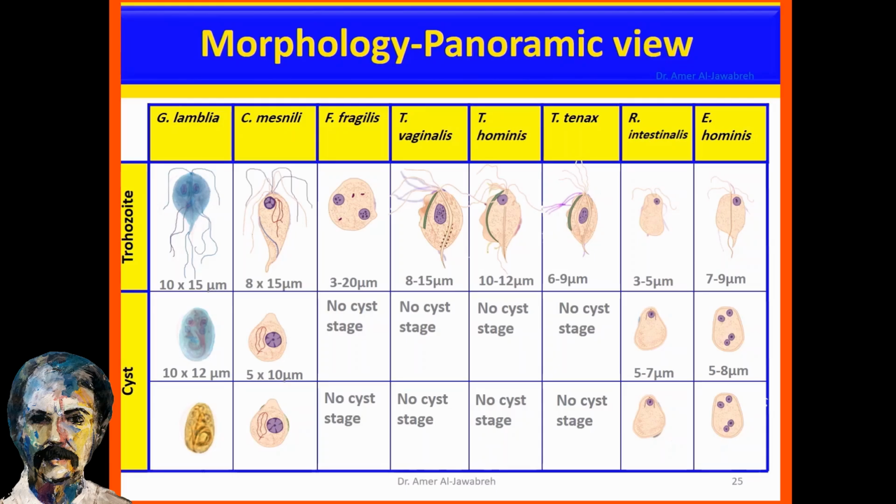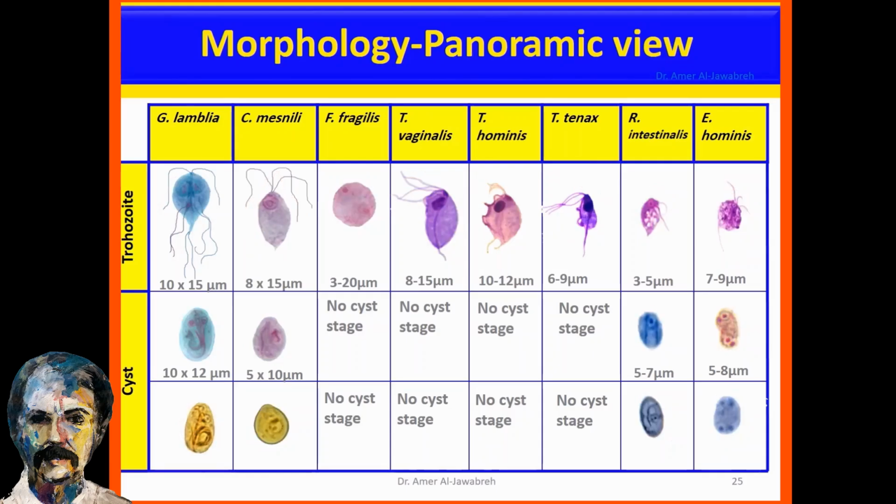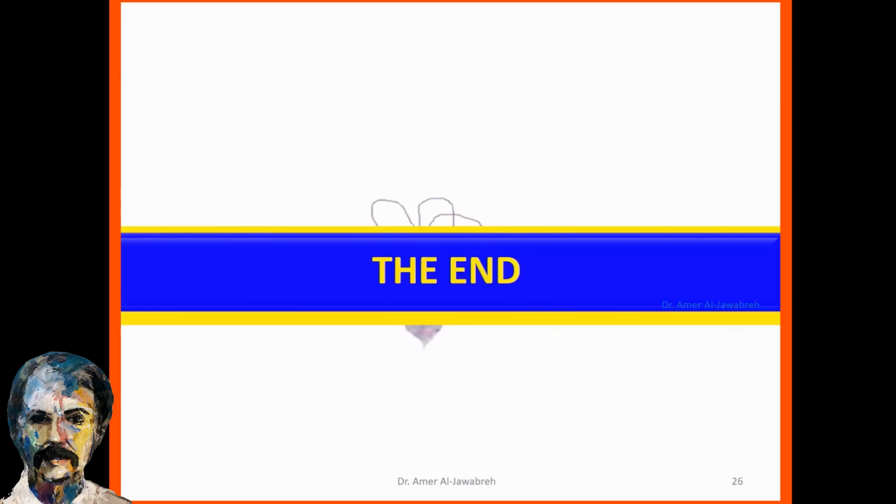10 to 15, the giardia. Chilomastix mesnili, smaller. 8 to 15, a little bit. 10 to 12, 5 to 10. The cyst here is really smaller than that of the giardia. Here may be the same, but the shape will be different. The shape of the giardia, you can never miss. This is all for Chilomastix mesnili.